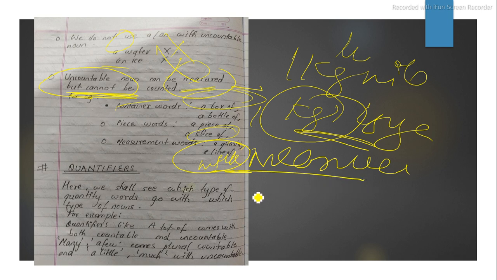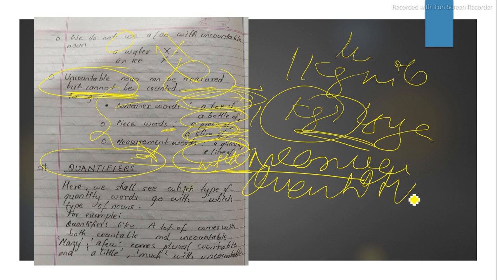Now, when I'm talking about the different types of words that I used here, the measurement words, for example, the liter, or the piece word, for example, a slice of a bread, or the container, something, a bottle of a water, or a box of a chocolates. So these will come under the new topic that we'll discuss in the quantifiers. Okay, quantifiers, which will say about the quantity of these uncountable nouns.